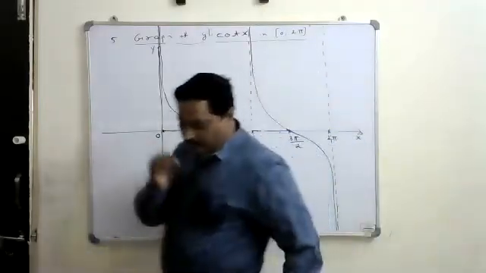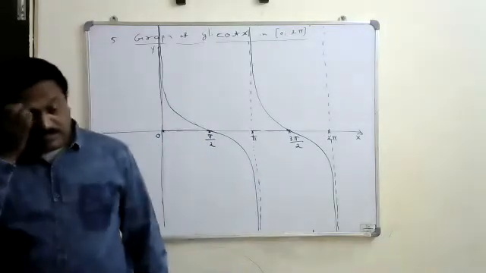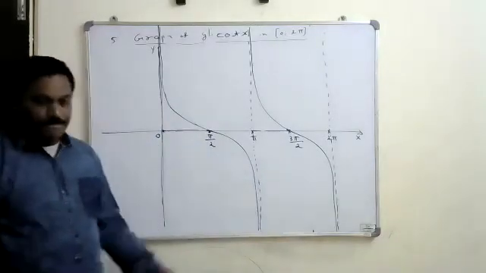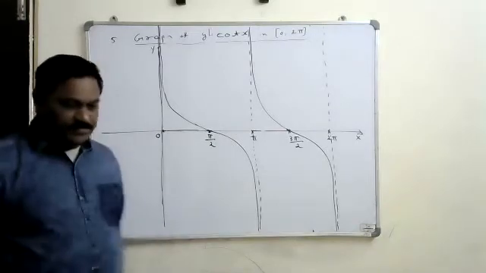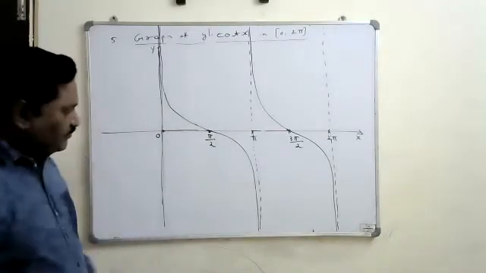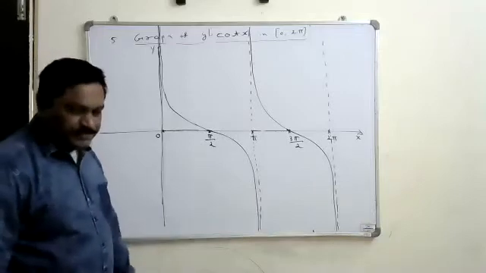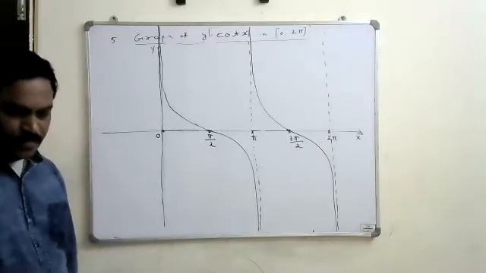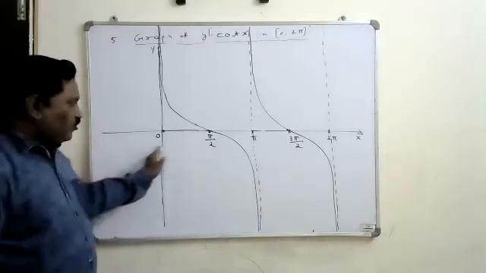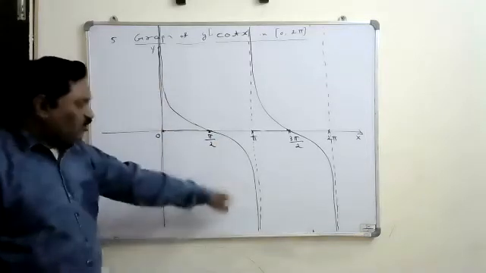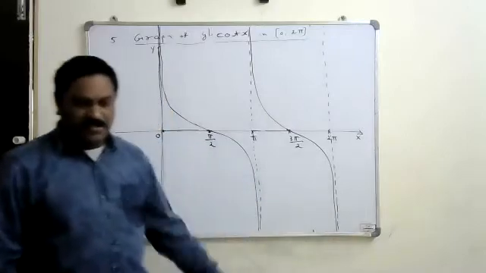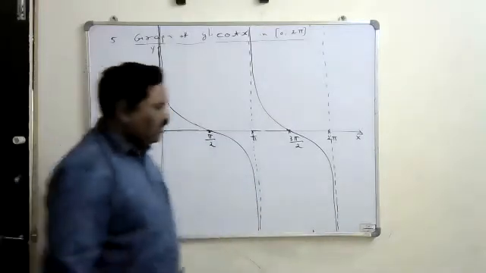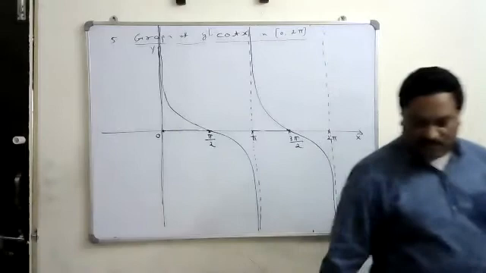Okay, now if you observe this cot x, is it continuous? No, because there are breaks. Is it periodic? Yes. What is the period of this? Pi. For a pi unit, it completes one rotation. Again, for the same pi length, the same graph repeats, so it is a periodic function. Take this graph.